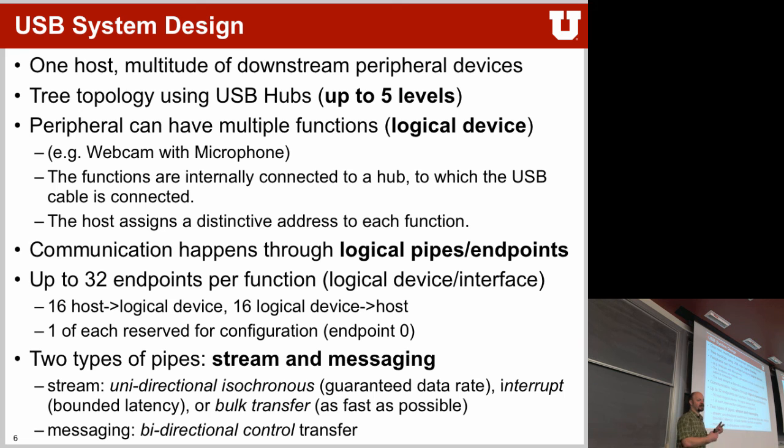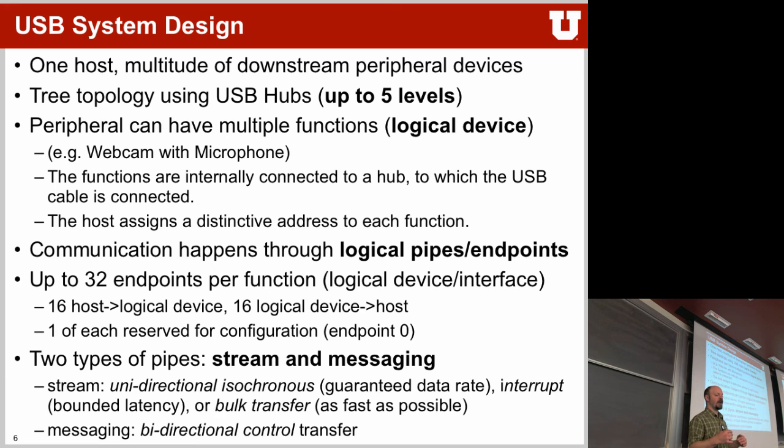And each one of them can have two different types. There can be streaming or messaging. Streaming is usually used for bulk transfer and can go very, very fast, while messaging is a bidirectional path. So there, an endpoint is not going just from one direction to the other, but over the same pipe, you can actually go back and forth. But they're a lot slower.